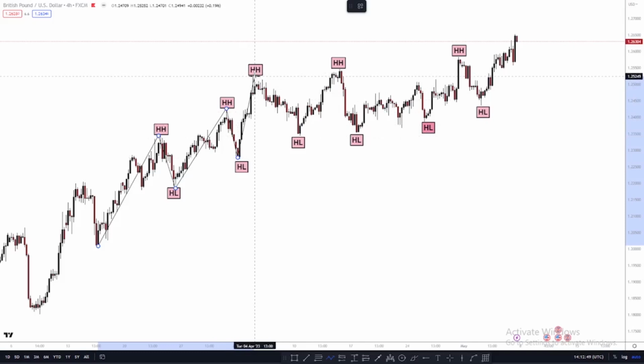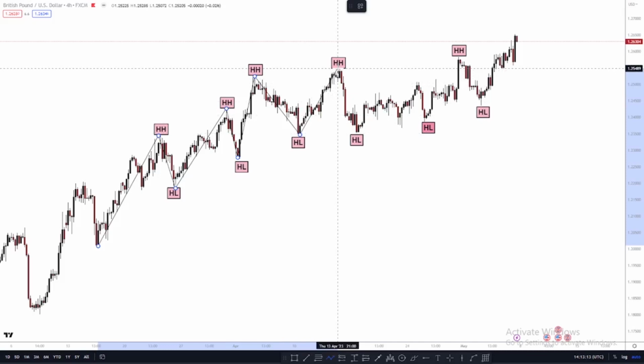After this higher high was created, what did price do next? Came back down to create a new higher low. Why is this a higher low? Because this low is higher than that of its previous low. Good. So after this higher low was created, what did the price do? It continued back up to create a new higher high.